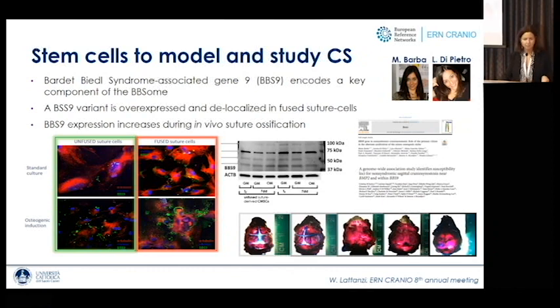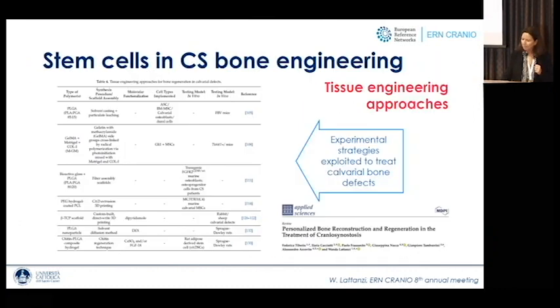Very briefly, we have demonstrated that a single key component of this complex, BBS9, is dysregulated in cells derived from fused sutures. Sorry, it tends to be overexpressed and delocalized within the cell. Also, we have demonstrated that the expression of a specific isoform, a shorter version of this protein, is overexpressed during the course of in vivo ossification of sutures in a rat model.